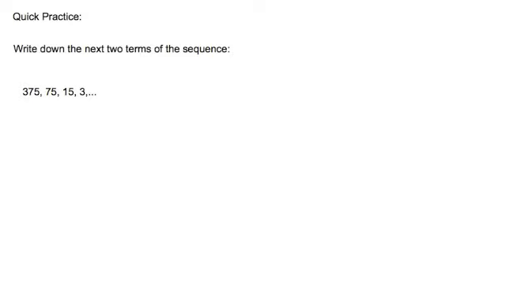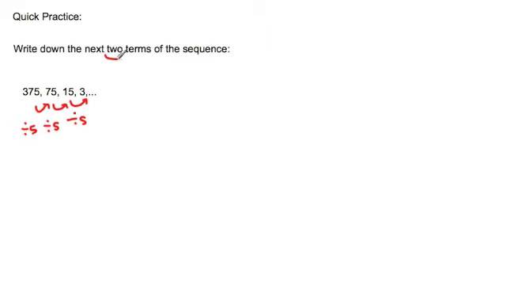So how about a little quick practice with taking a look at some sequences? What we're going to do is write down the next 2 terms of the sequence. So maybe I can't figure out how to get from 375 to 75 or from 75 to 15. But I have a pretty good idea of how to get from 15 to 3. I can either subtract 12, which really wouldn't work in terms of getting from 15 to 75, or I could divide by 5. And what I'll see is that dividing by 5 gets me to the next number in the sequence.